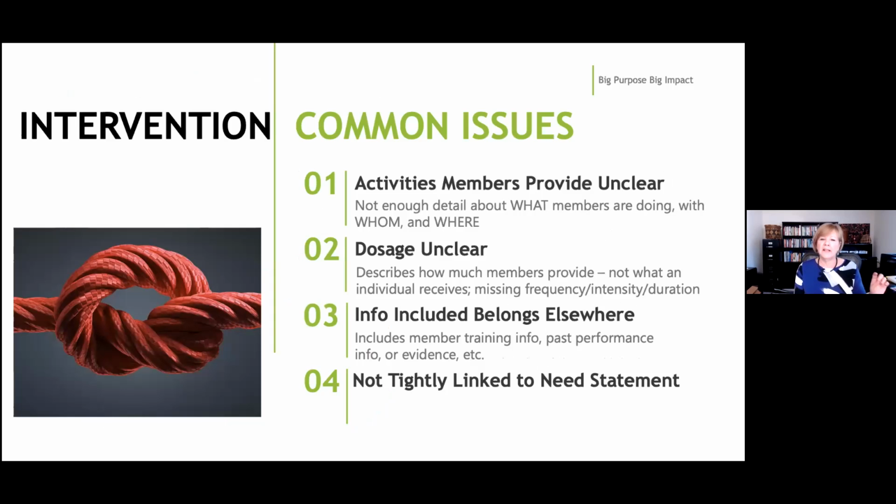So in the intervention section, I want to underscore again some of the common issues. As Andrea said, really being clear about what activities members are providing. That's a common place where there's just not enough detail about what members are doing, where they're doing it, and who they're doing it with. The dosage is often an area that's unclear. And a common mistake here is people talk about how much members provide in general, not what individual people receive.